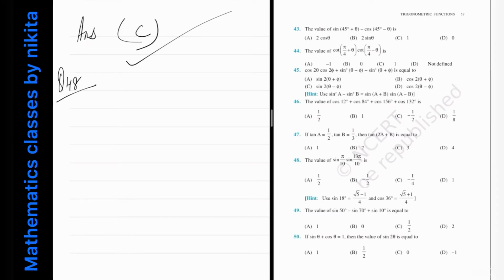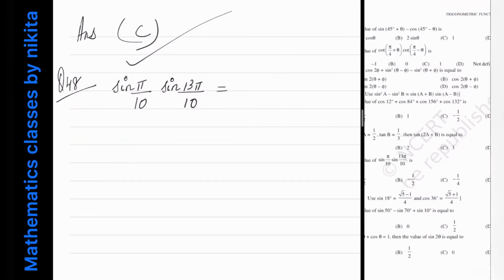So you have to find the value of sine of pi by 10 into sine of 13 pi by 10. Okay, now see, this can be written as sine of pi by 10 into sine of pi plus 3 pi by 10. Yes, because जब आप LCM लोगे तो 13 pi by 10 ही आएगा.